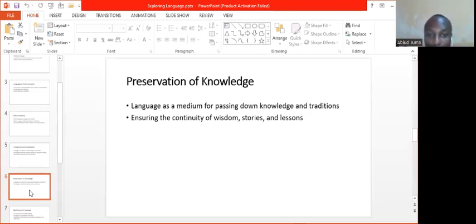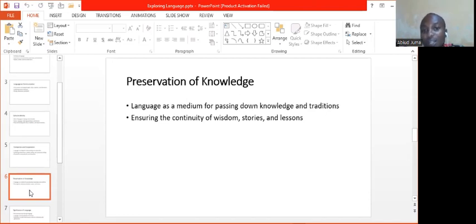Through the use of communication or language as a medium of passing down knowledge and traditions, people are able to preserve the knowledge. And how are you going to preserve this knowledge? It doesn't mean that you must have it in your head, but you pass it through the generations. For example, what I'm doing now, I'm passing the knowledge to you students. And the way I'm passing the knowledge to you students, you also pass the same knowledge to the other people.